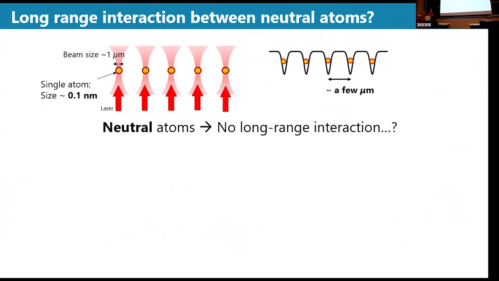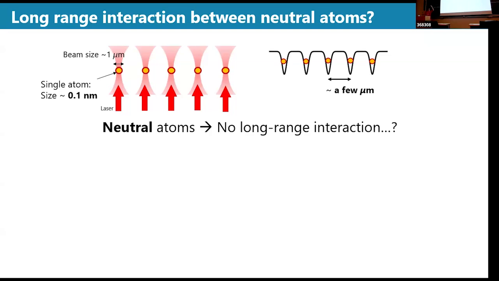The question is, how do you introduce interaction between two neutral atoms? This is the topic I want to talk about today. This is actually not trivial because these are neutral atoms. There's no Coulomb force, and the distance between two optical tweezers is a few microns, while the size of the atom is less than 1 nanometer. So it's, let's say, 10,000 times different.